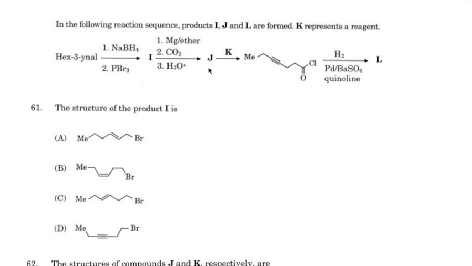Here we have a paragraph-based question from JEE 2008 chemistry section, and it's a question from organic chemistry, and we basically have to figure out what I, J, L, and K are. K is a reagent, so okay, we'll figure that out. Let's first start by drawing the structure of hex-3-ynal.